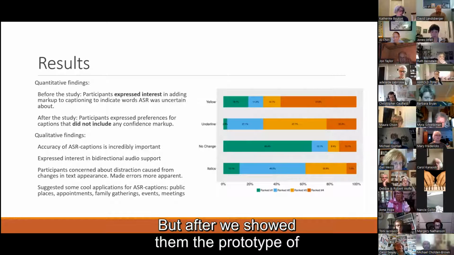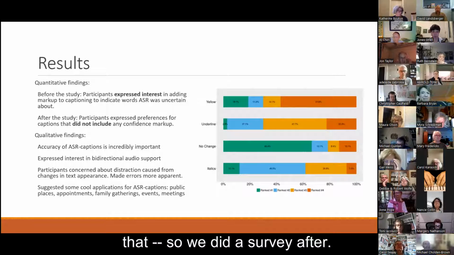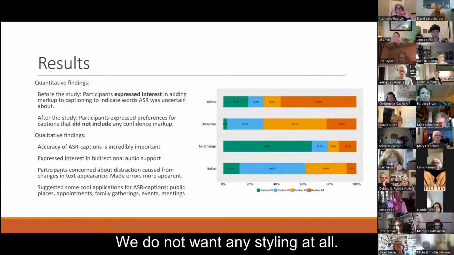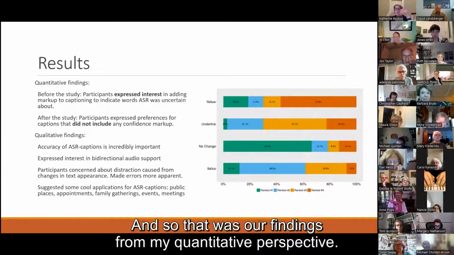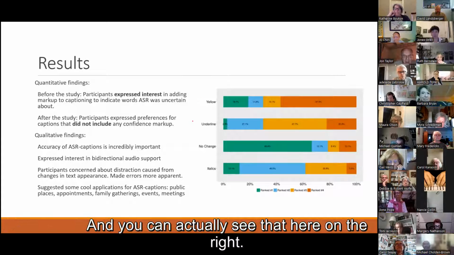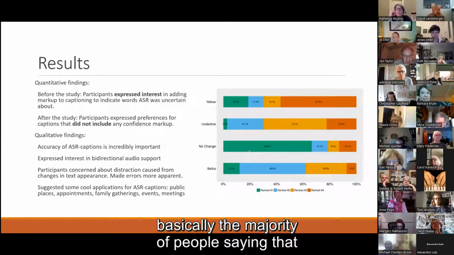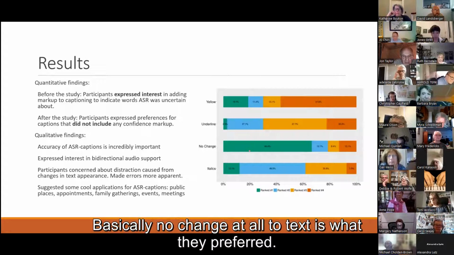But after we showed them the prototype of the captioning with the style words, we did a survey after, and they basically said, you know what, we do not want any styling at all. We don't want anything. We just want the raw text output. And so that was our findings from a quantitative perspective, and you can actually see that here on the right. So this 66.4% represents the majority of people saying that this is my preferred way of having style. Basically no change at all to text is what they preferred.